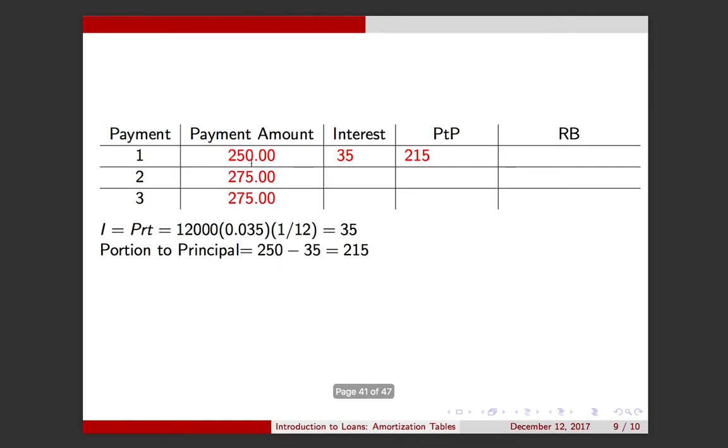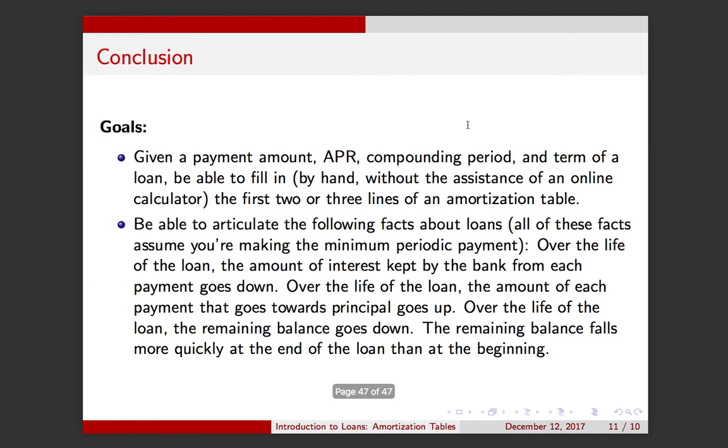You should be able to do this PRT thing to get the interest amount, portion of principal, and remaining balance, and then just keep the process rolling. Now notice it says for the first 2 or 3 lines. Again, that is because I'm not going to make you do this for the entire life of a loan. It would take too long.